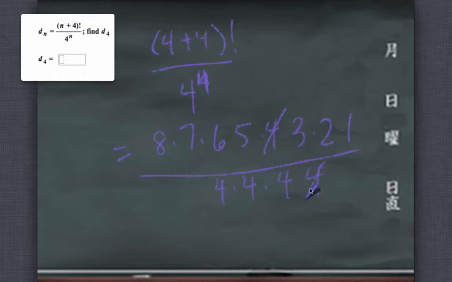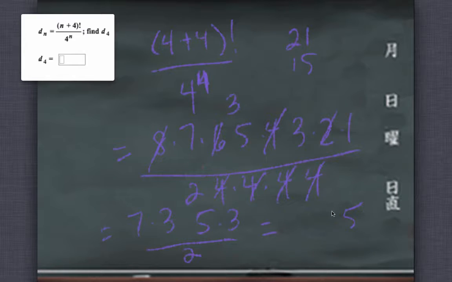Okay, so one of these can just cancel. The 8 and the 2 have 2 4s in them. So let's see, 6 and 4, that's 3, 2. So we have 7 times 3 times 5 times 3 over 2. And there's our simplified fraction.